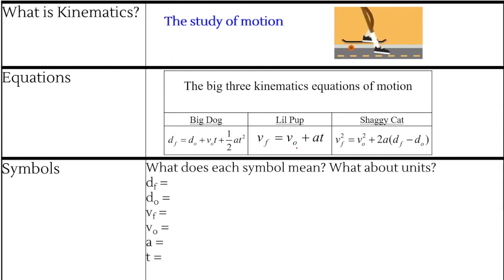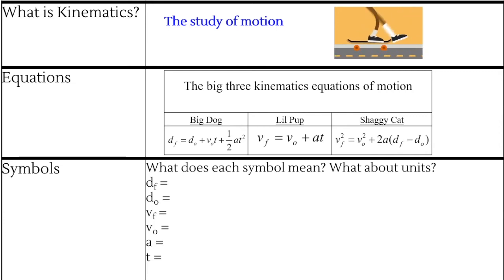The next one's little pup, and the reason we call it little pup mostly is just the fact that it's a little tiny equation and it just looks so cute, right? Look at this, only 4 little variables, adorable. And then our last equation is shaggy cat, and we call it shaggy cat because it's kind of terrifying. We got some squareds here, we got some parentheses, so we got to remember our order of operations when we're trying to do this. And yeah, it's a little bit more difficult to use than the other equations.